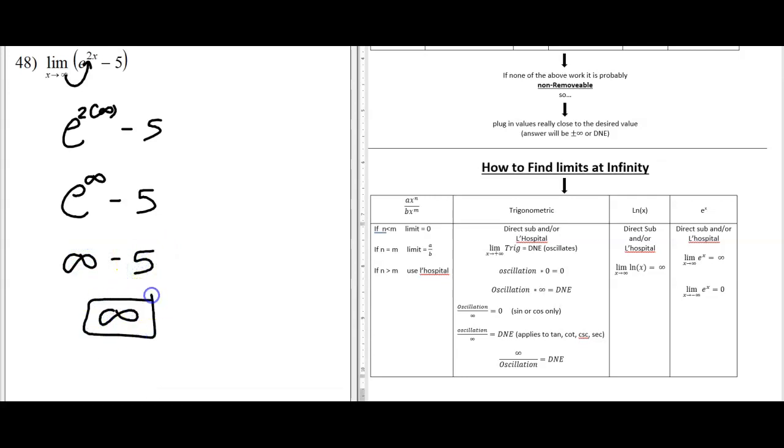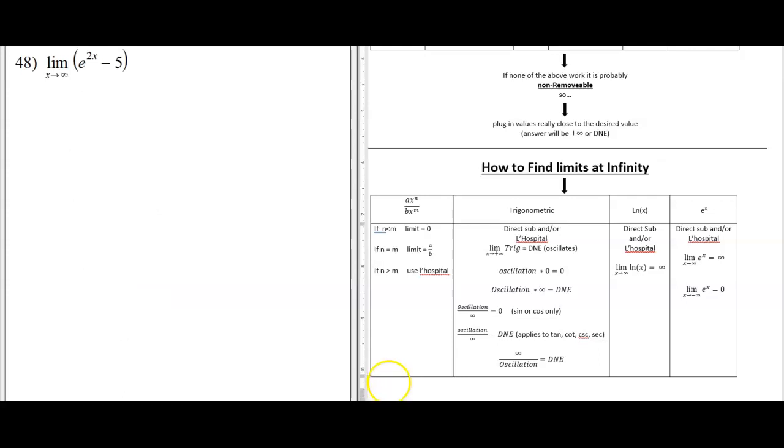All right, number 48. Let's do some direct sub. Two times infinity is infinity. E to the infinity is infinity. And infinity take away 5 is infinity. All right. Here we go. Got another trig one here. Let's plug in our infinity and see what shakes loose.